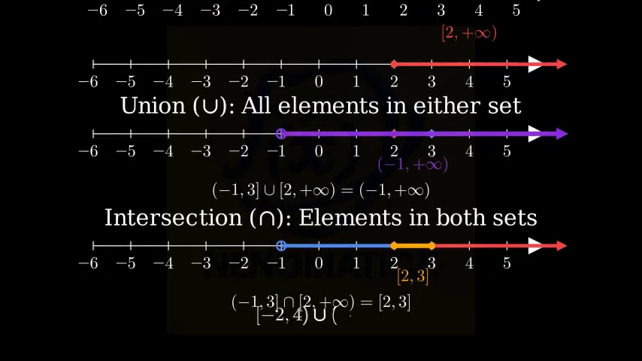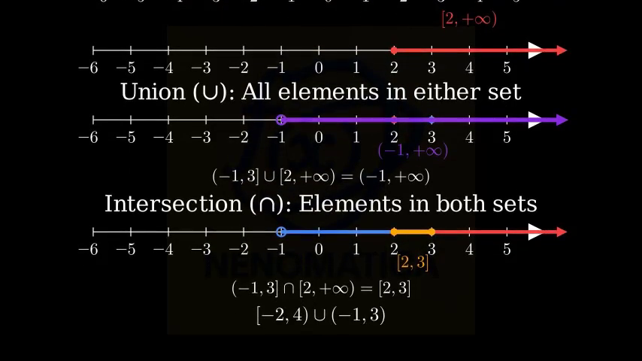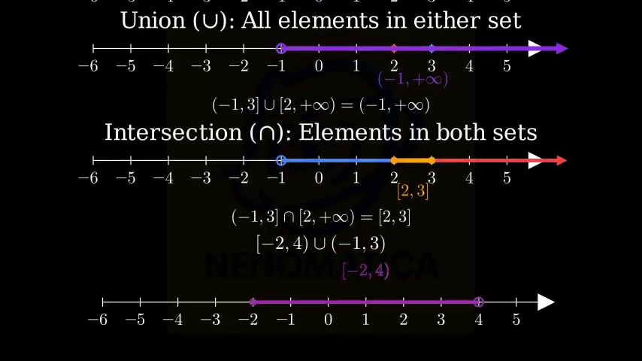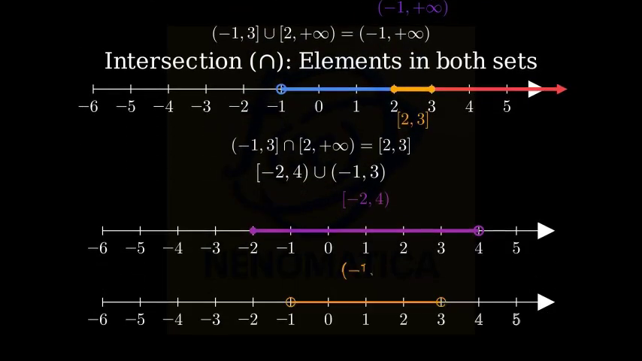We need to find the union of the intervals [-2, 4) and (-1, 3). Let's understand these intervals. The interval [-2, 4) means all real numbers greater than or equal to -2 and less than 4. We use a square bracket at -2 to show it's included and a parenthesis at 4 to show it's not included. The interval (-1, 3) means all real numbers greater than -1 and less than 3. Both endpoints are not included, as indicated by the parentheses.